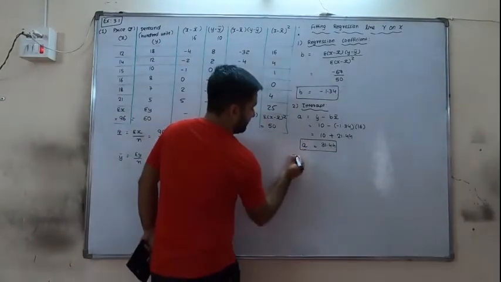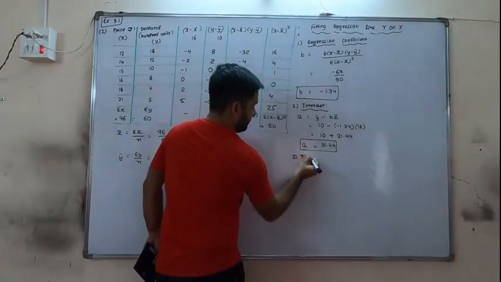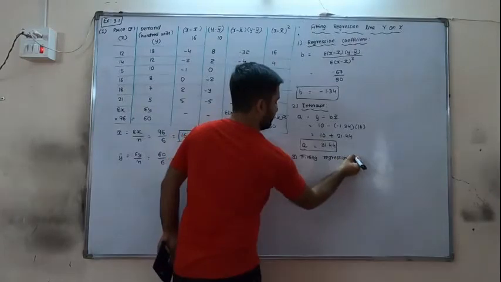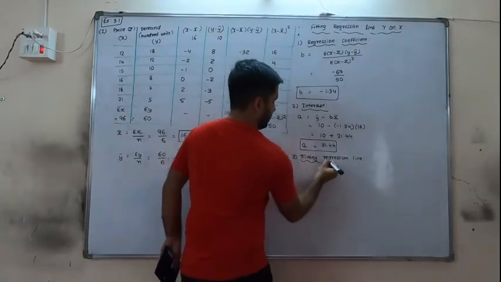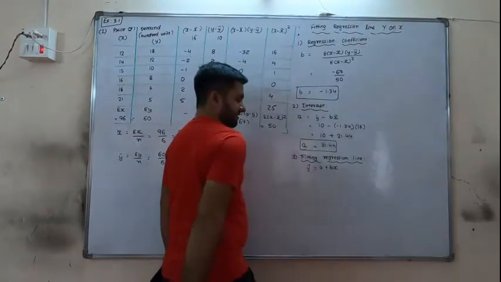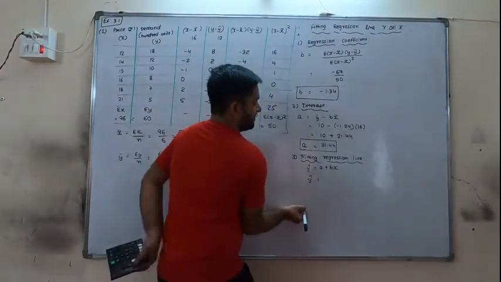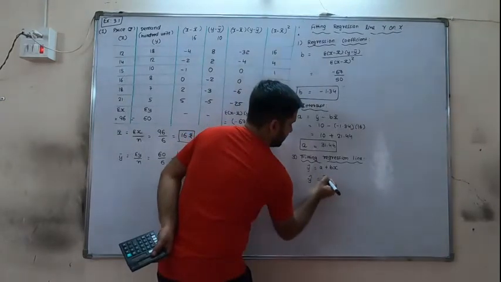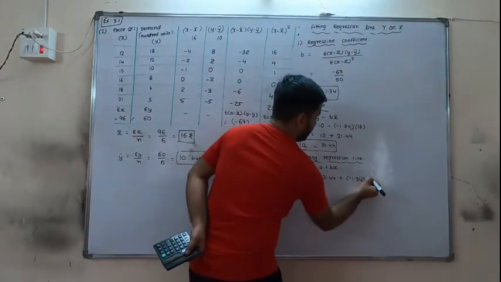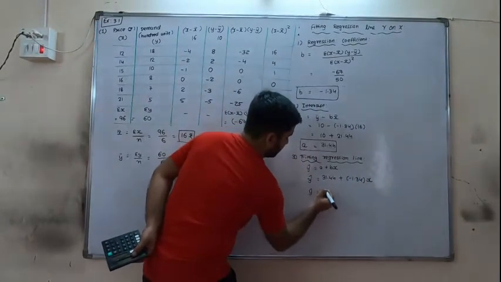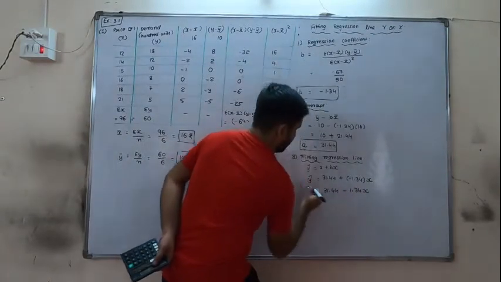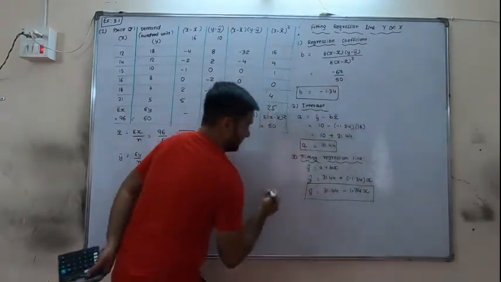Now the third step, fitting the regression line. Y cap is equal to A plus bx. We want to keep only A and B. Y cap is equal to 31.44 plus in bracket minus 1.34x. So the final equation would be 31.44 plus minus 1.34x. This is the complete equation.